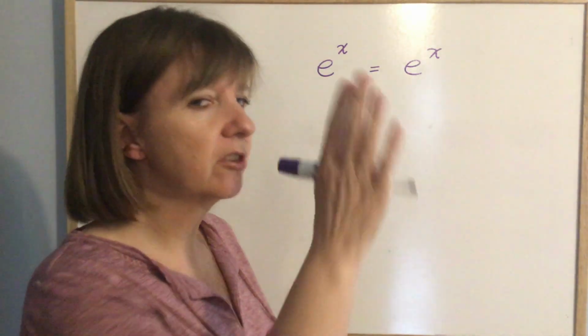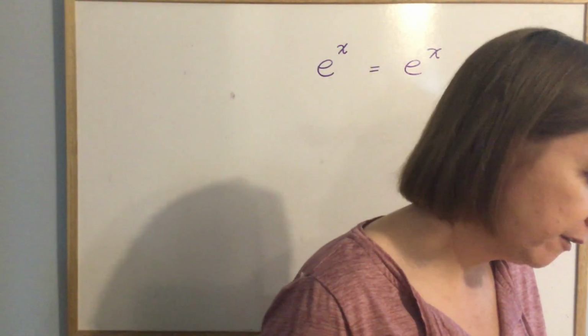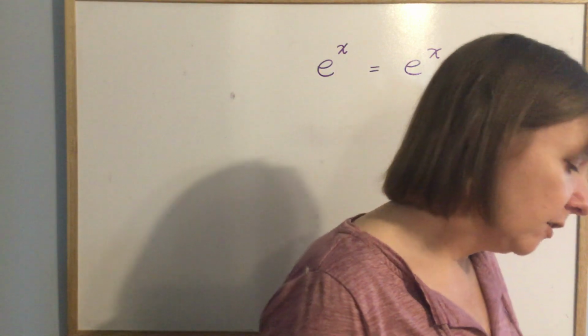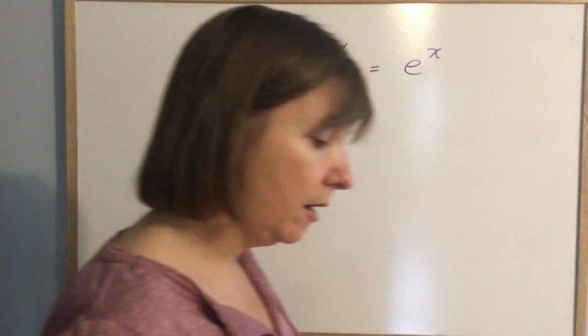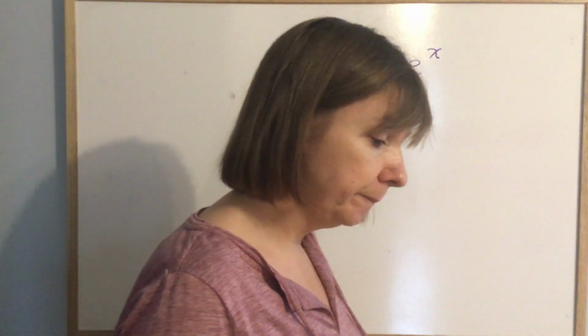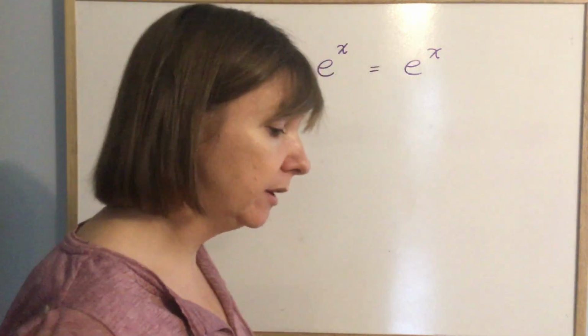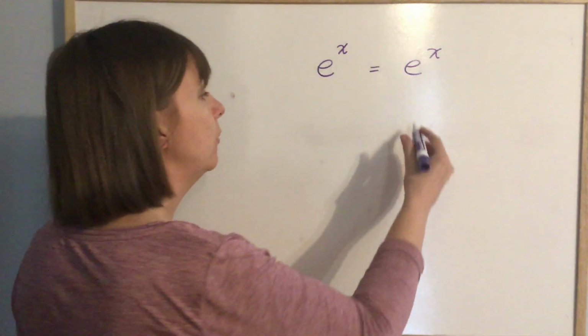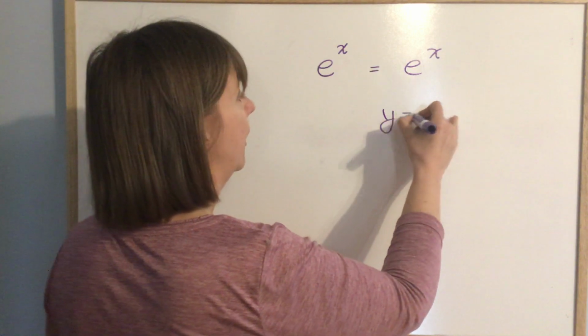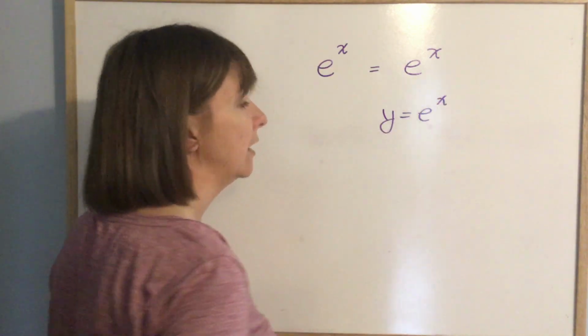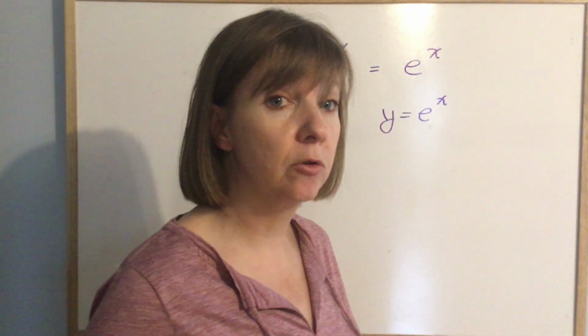Don't worry about it. Just trust me, okay? The derivative of e to the x is e to the x. And so in example 1 on page 451, they talk about limits, okay? If I were to graph y is equal to e to the x, that's an exponential graph.